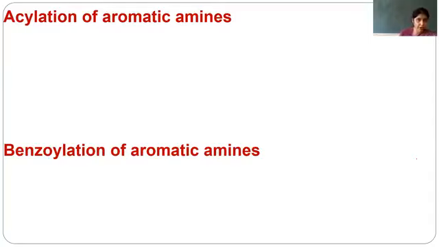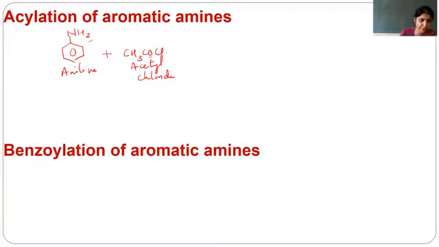Now we come to the acylation of aromatic amines. In case of acylation of aromatic amines, primary aromatic amines and secondary aromatic amines both can undergo the acylation reaction. For example, reaction of aniline. First aromatic amine is aniline. Only in case of aliphatic amine, we are taking aromatic amine, and the reaction is the same reaction with acetyl chloride. Acetyl chloride, this hydrogen is removed and forms NHCOCH3. Its common name is acetanilide.